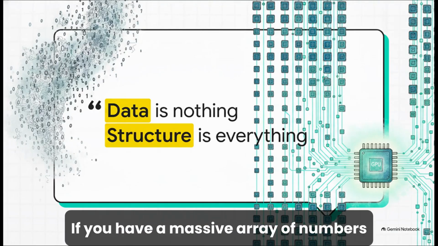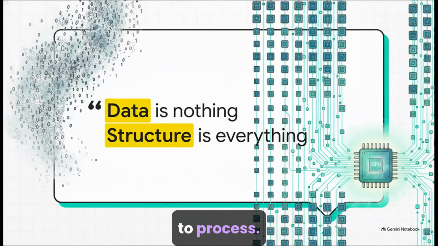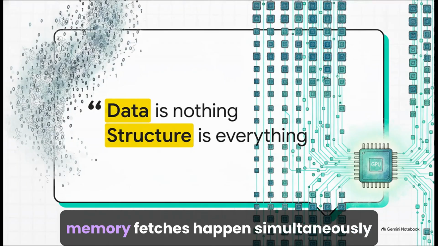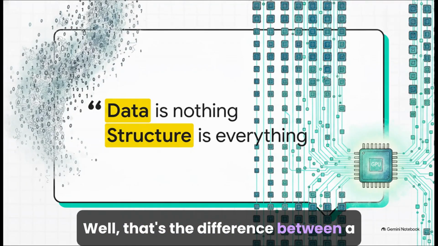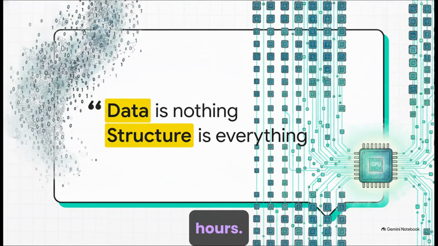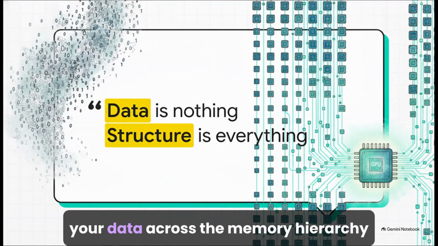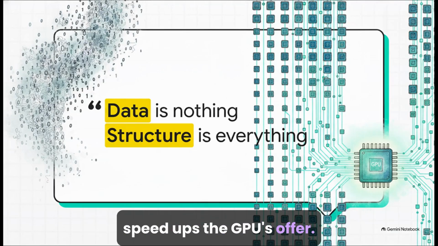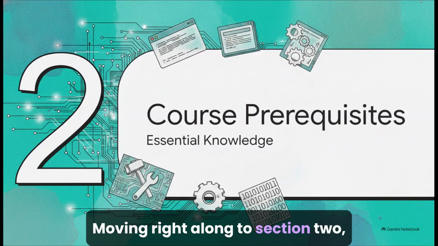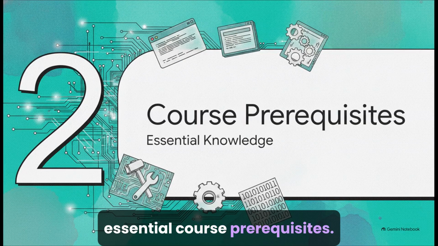Think about it this way. If you have a massive array of numbers to process, organizing them so that thousands of memory fetches happen simultaneously rather than one by one, well, that's the difference between a program running in seconds versus hours. How you organize, align, and distribute your data across the memory hierarchy is what actually unlocks the massive speedups that GPUs offer. Moving right along to Section 2, Essential Course Prerequisites.